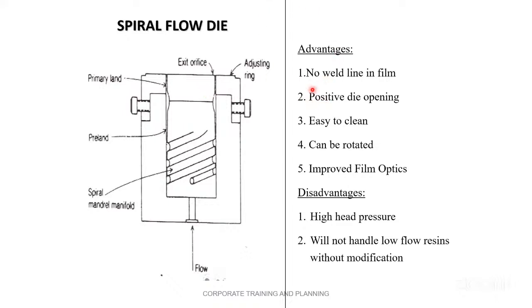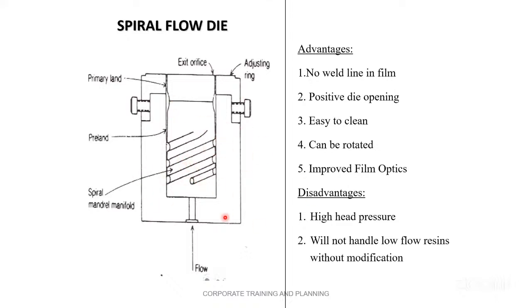What are the advantages? No weld line in the film. Generally, people are using this spiral flow die nowadays in the market. Positive die opening. Yes, we want that. Easy to clean. We want that. Can be rotated. It's possible because it's a round one. Material flows like this. Then improved film optics. Yes, ज़्यादा clarity मिलेगी आपको. You will get clarity.